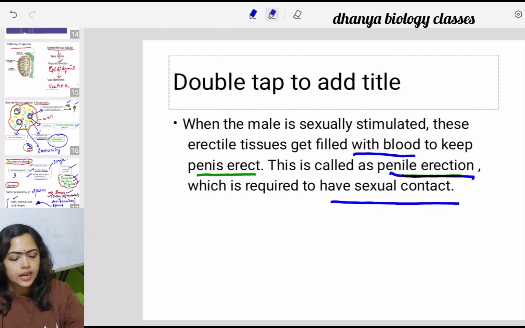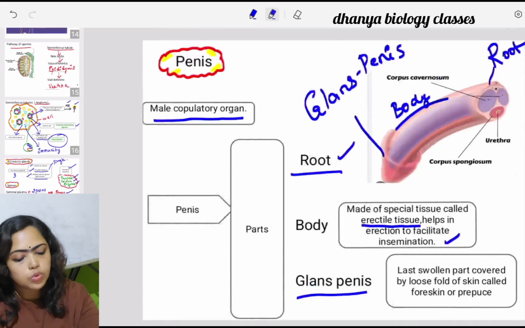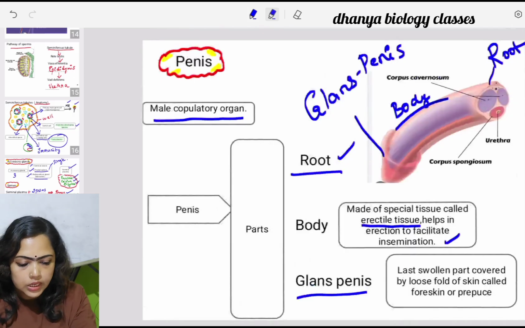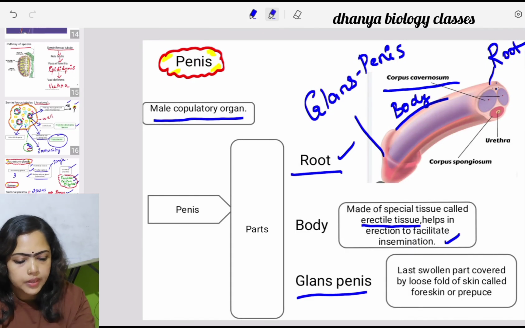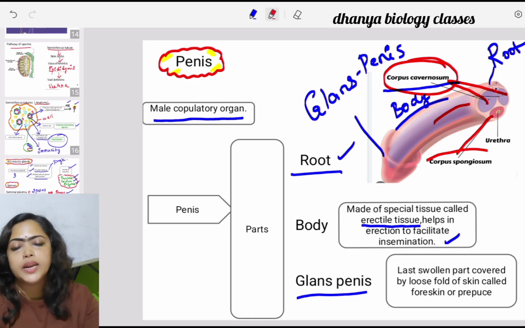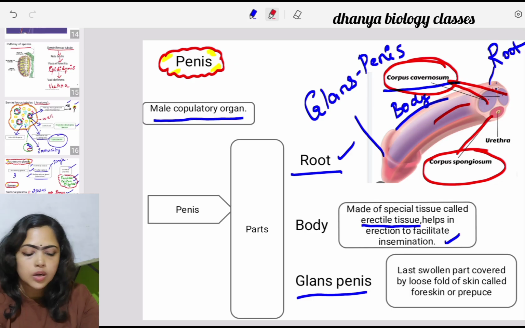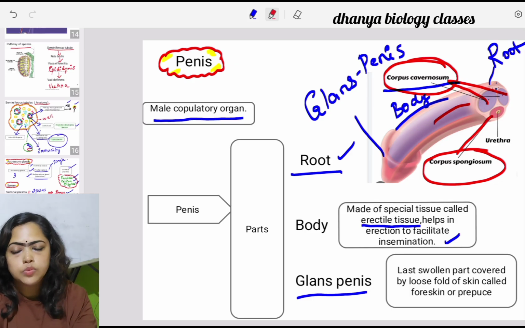One more thing, I told you these erectile tissues are in 3 cylindrical masses. 2 are dorsally placed, called corpus cavernosum, and 1 is ventrally placed, and this is called corpus spongiosum. So erectile tissues are in 3 cylindrical masses. 2 cylindrical masses are dorsally placed, called corpus cavernosum, and 1 is ventrally placed, called corpus spongiosum. And then the last thing, glans penis.